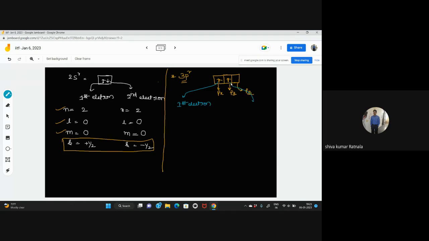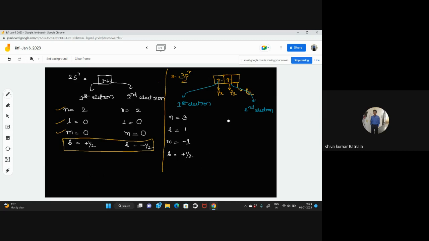And this electron I am taking as the second electron. In the first electron, what is the n value? 3. L value? 1. And m value? 1. We can write now for the px orbital, +1 or -1 we can write. And the s value will be plus of.